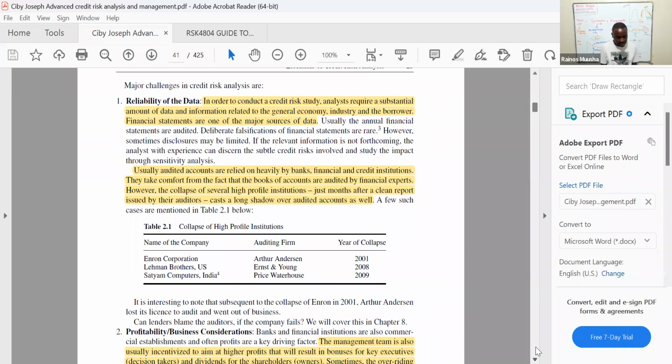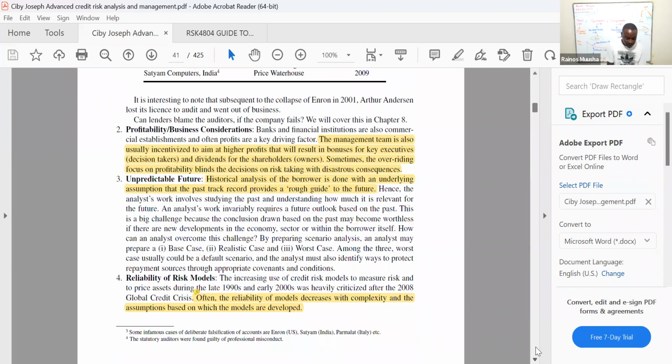So in this case, one of the issues that also comes about in conducting credit risk analysis is the reliability of data. Although one would preferably use audited financial statements, there are still issues with audited financial statements, as we have seen historically when you look at the fall of some of these big companies.